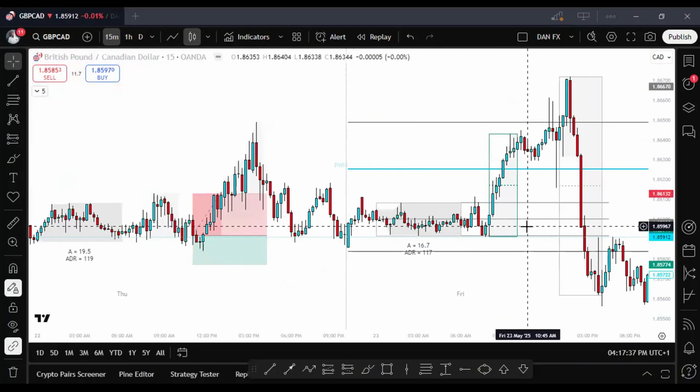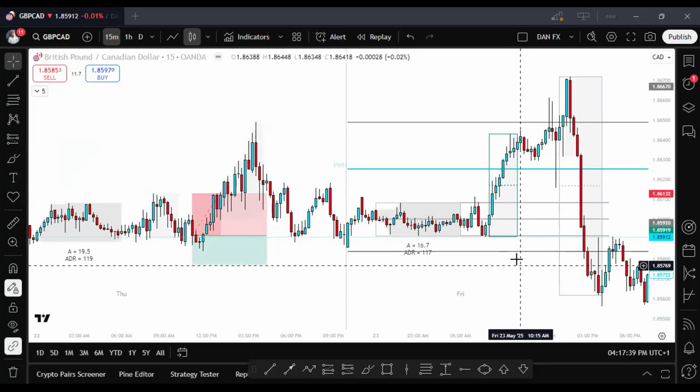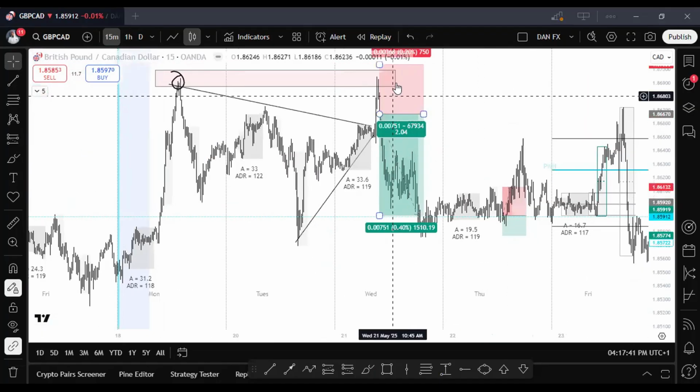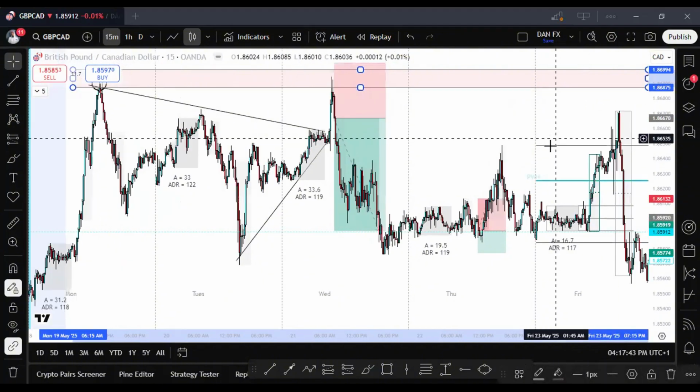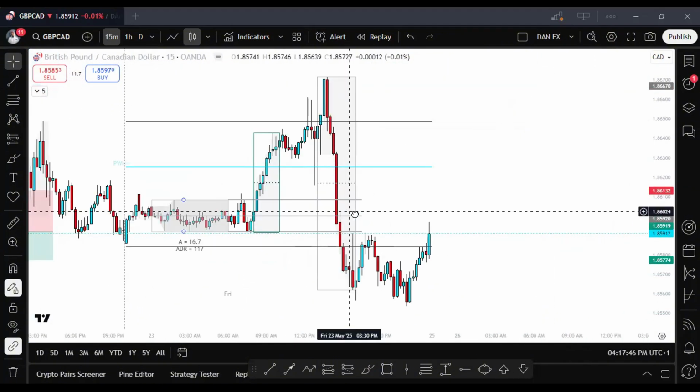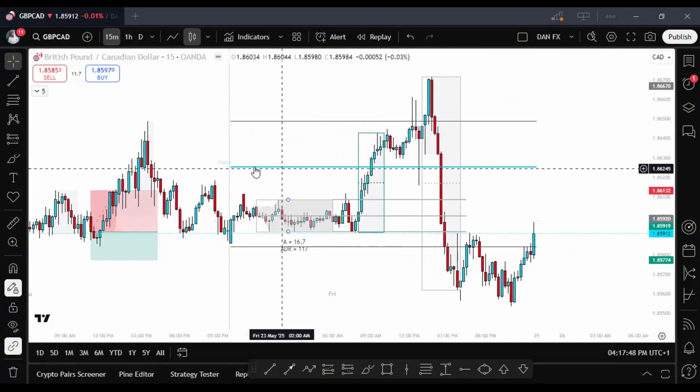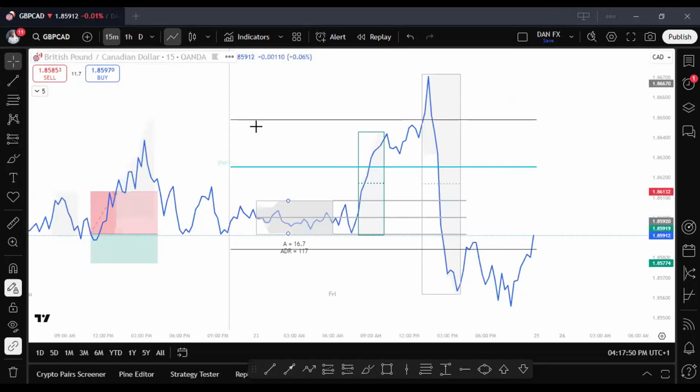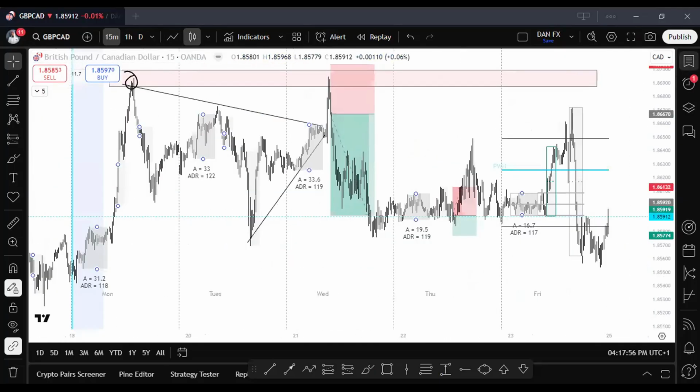The next day, I was still looking for sells. What do we have here? Did the price come to this area? No, price didn't get there. We have no type 1. We didn't get a second leg on this. So personally, no trade there. Let's move on to the next pair.